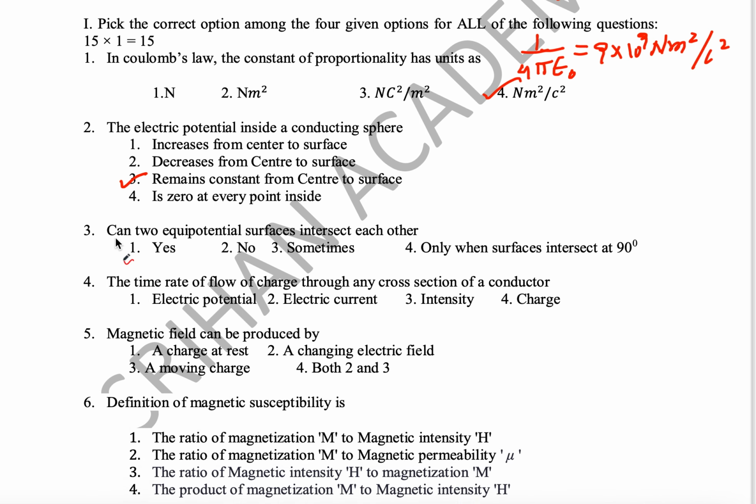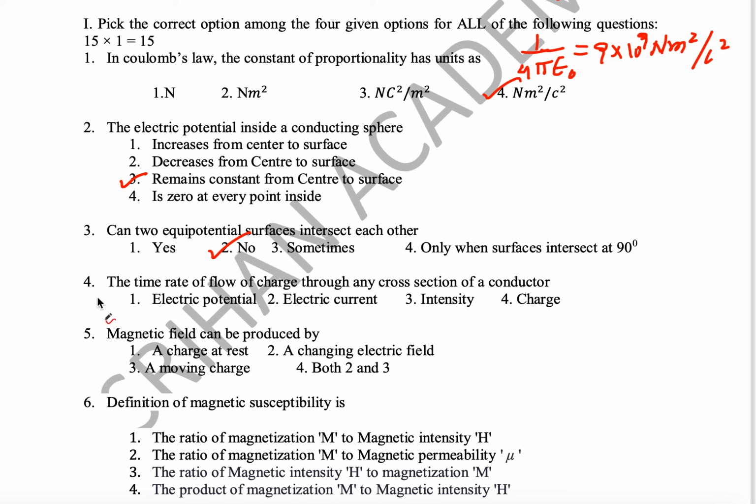And the next one, the third question: can two equipotential surfaces intersect each other? Two equipotential surfaces never intersect. So the second option, no, is correct. Why? On an equipotential surface, at each and every point on the surface the potential remains constant. That means the same value exists at each and every point. But if two equipotentials intersected each other, at the point of intersection two potential values would exist, which is impossible.